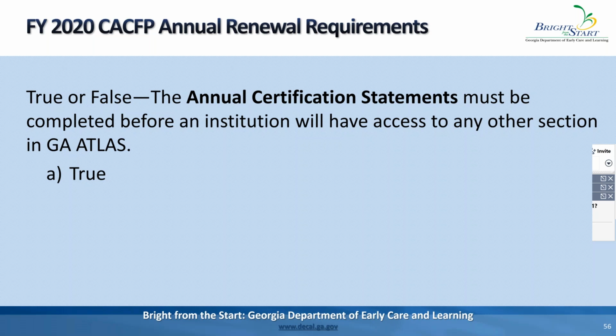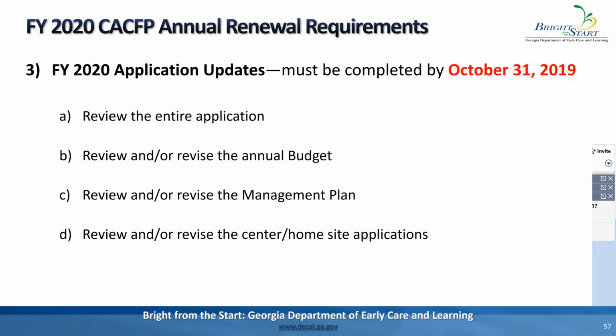Let's move on now into the annual renewal requirements, okay, about your application updates. After completing the annual certification statements, the organization will have access to other sections in the Fiscal Year 2020 application. This is the time to review and update your entire application, as well as make any necessary revisions, such as revising the annual budget, revising the management plan to include new policies and procedures at your organization, for example, a new program contact.